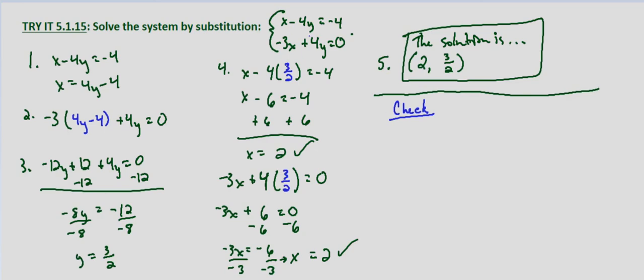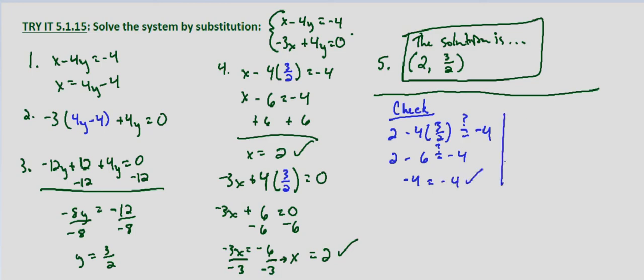In this case, x equals 2, so let's use our first equation first. 2 minus 4 times 3/2. We want to know, does that equal negative 4? So 2 minus 4 divided by 2 is 2, times 3 is 6, equal negative 4. And that does simplify to negative 4 equals negative 4. So it checks in our first equation.